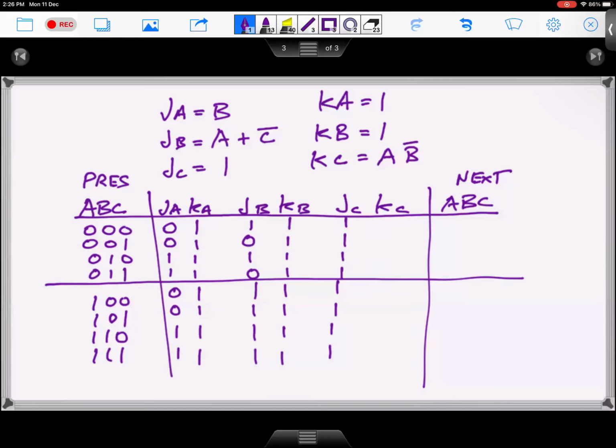KC now is A, B bar. Okay, so we have to look where A is a 1 and B is a 0. And that happens there and there. So we can write 2 1s there. Now, if it's not a 1, it has got to be a 0.